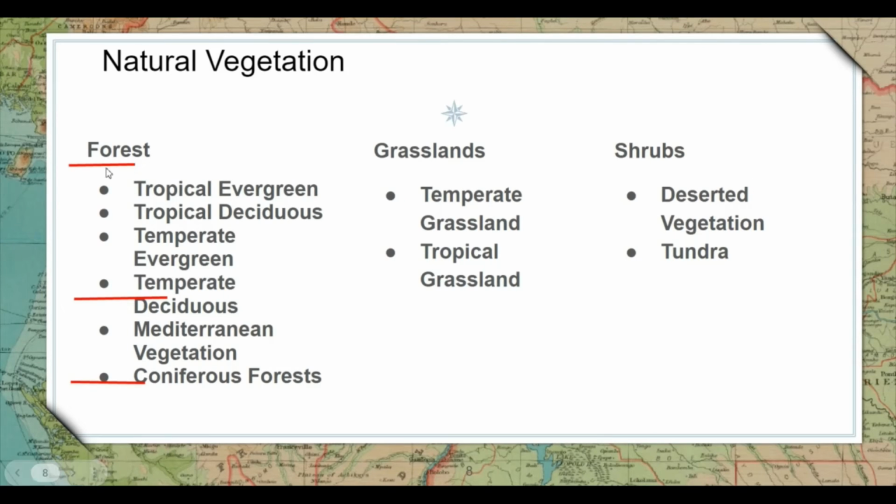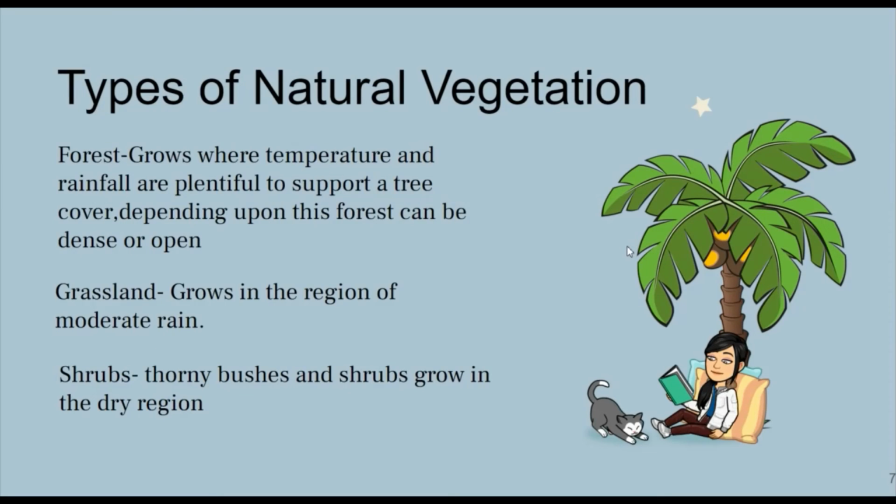Now as we have learned what natural vegetation is, let's see their types. The forest types are tropical evergreen, tropical deciduous, temperate evergreen, temperate deciduous, and coniferous trees. We learned that forest grows depending upon the rainfall, and it divides into dense forest or open forest. Grassland grows in moderate rain. Shrubs grow in dry regions.